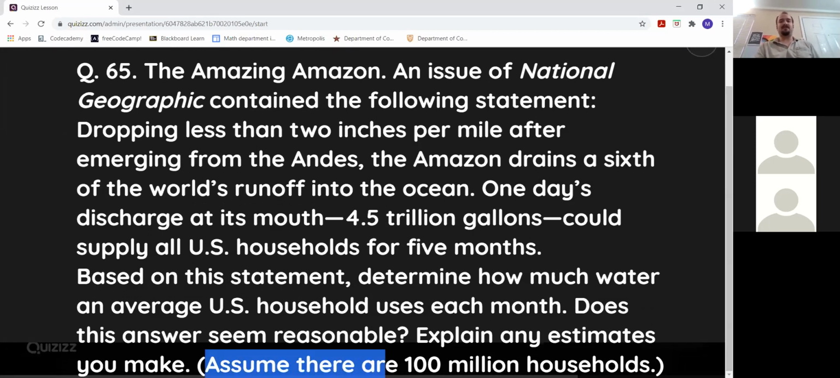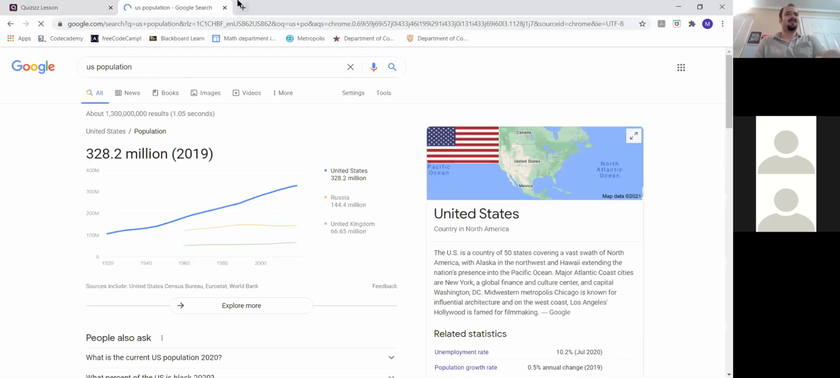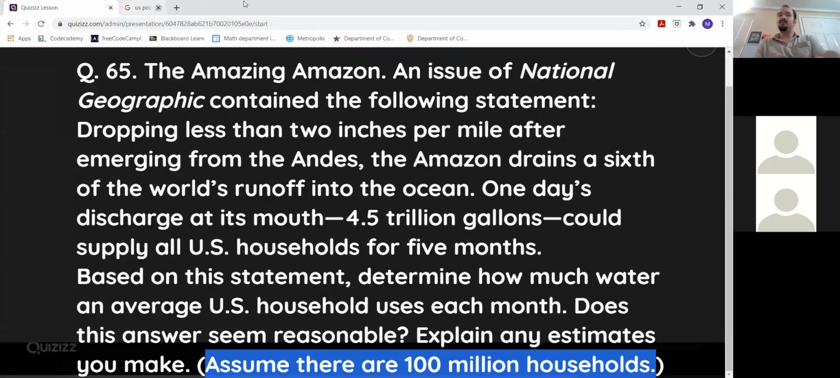So the book assumes there are 100 million households in the U.S. There's somewhere around 328 million people, I want to say, in the U.S. or something. Let's see. It was like 328, I think, right? Yeah, there it is. So I guess they're saying households are about 3.2 people, whatever that's worth. But they're going to assume there are 100 million households.